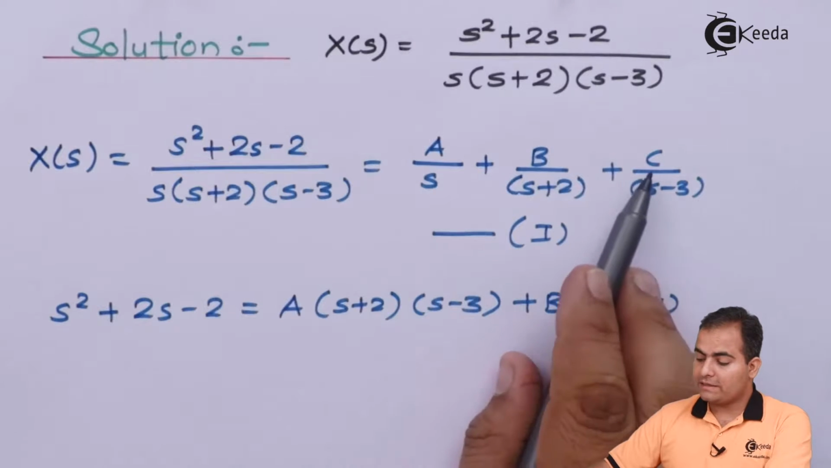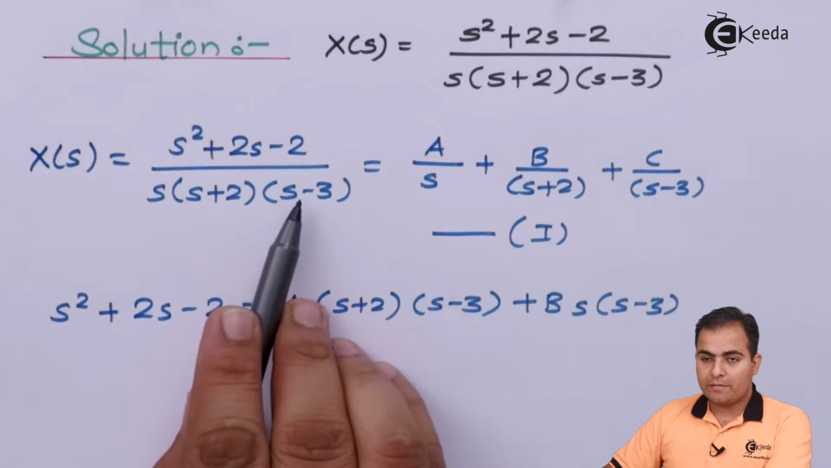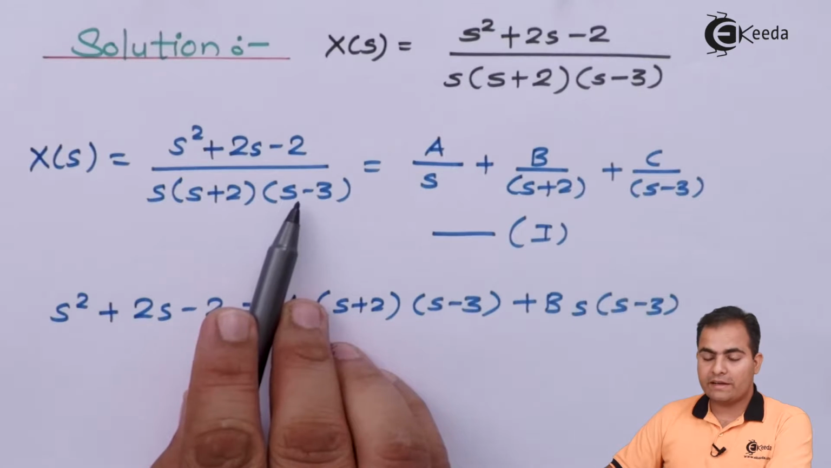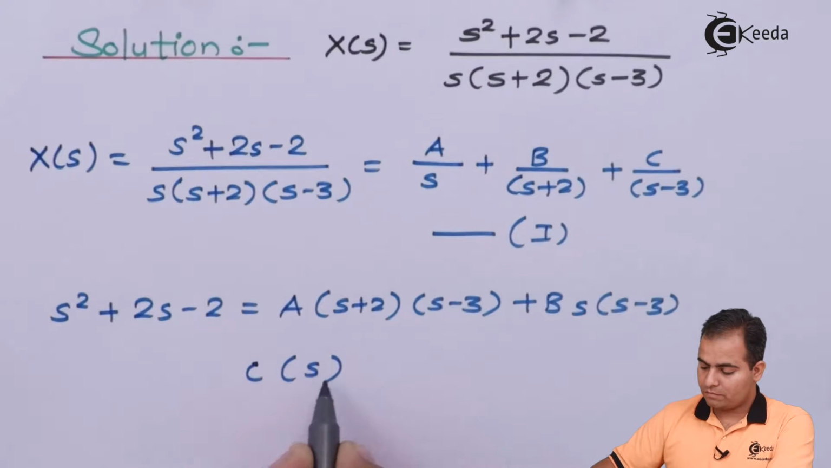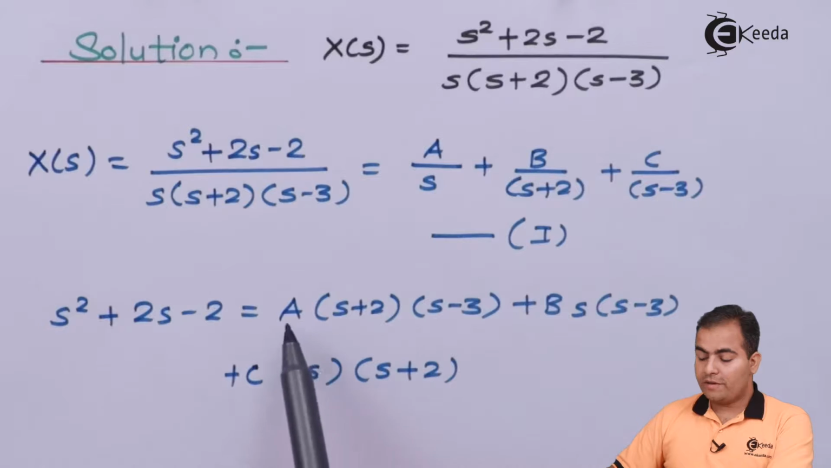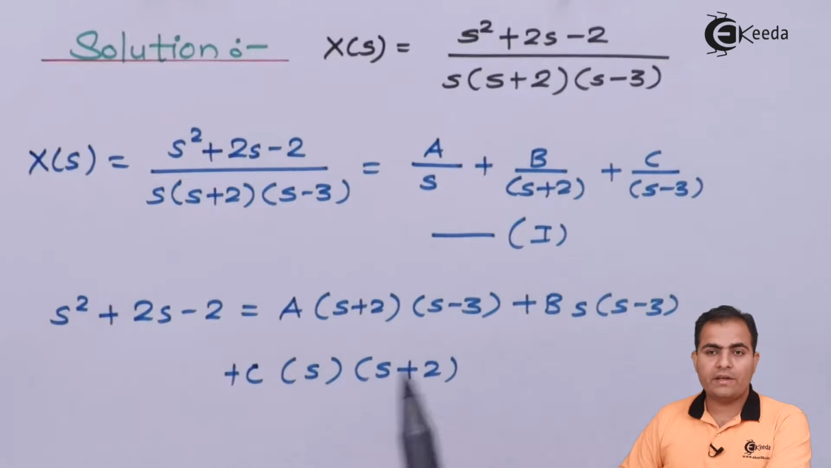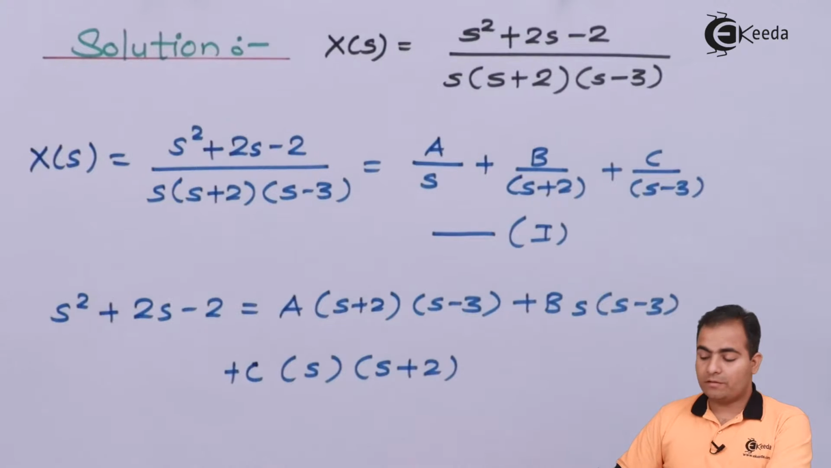Now the third part is c. Here in the denominator we have s minus 3. After multiplying, s minus 3 will get cancelled and we have only s into s plus 2. Now what is important? We have to find out the values of a, b and c. I had told you in the previous video also.